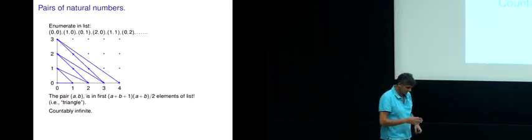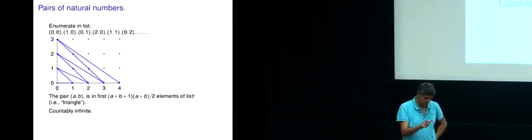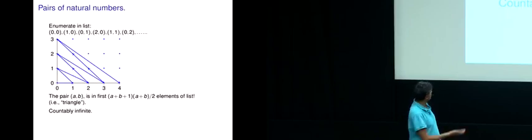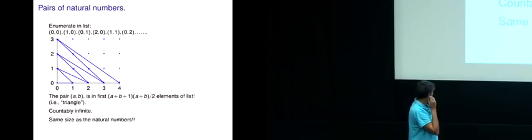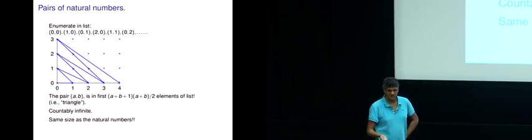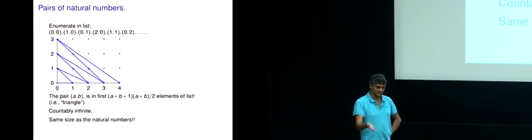So what I've done is I've listed all the pairs A, B, where A is a natural number and B is a natural number, in some order. That means every pair appears in a specific finite place. So that means that the cardinality of this is the same size as the natural numbers, which is odd. This is weird. It's not odd as in odd, it's odd as in strange.